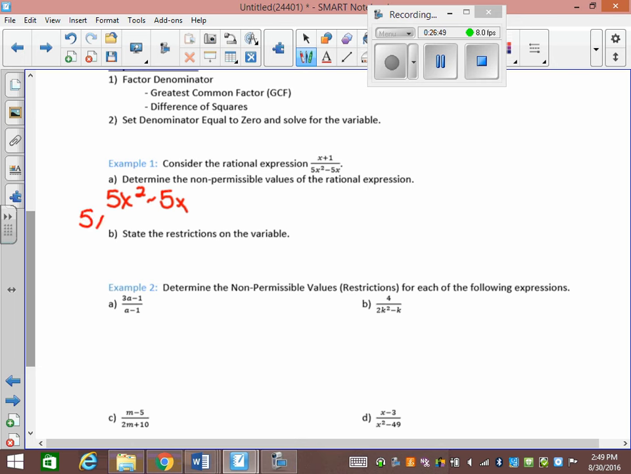When I take a 5x out of 5x squared, what am I left with? x. When I take a 5x out of negative 5x, what am I left with? Negative 1. If you put 0, you get your answer wrong. Negative 5x divided by 5x leaves a minus 1. It's going to give you a totally different non-permissible value.